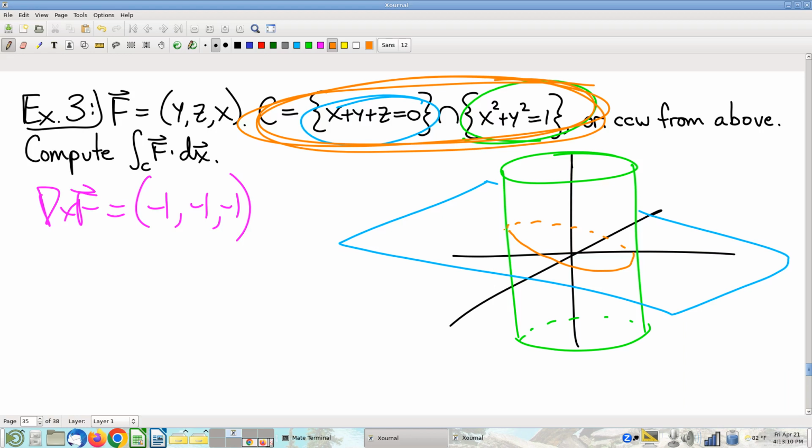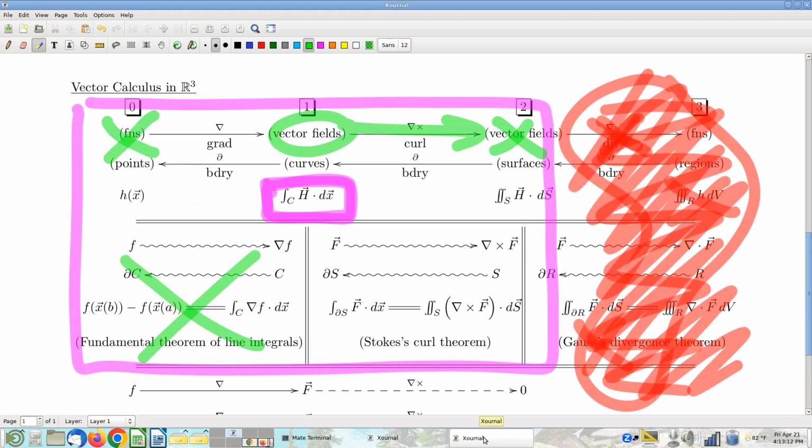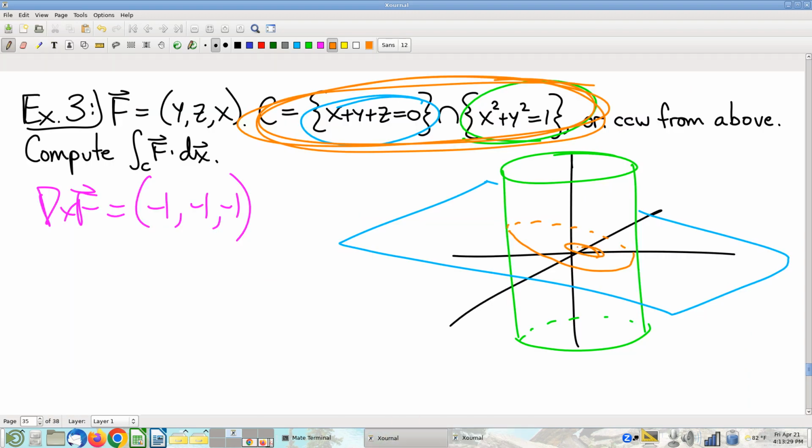Now, what did I need to know about the curve? Does it have boundary points? And no, it has no boundary points. That means that there is an anti-boundary surface. That means Stokes's curl theorem is an option. And you can actually see that in the picture. You can see the surface in question.